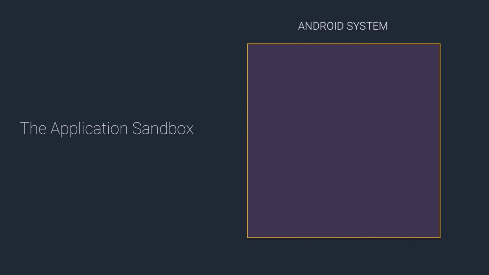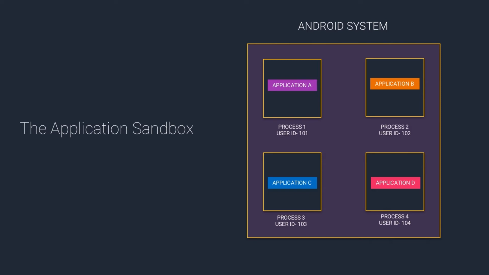Now let's try to understand another important concept of Android, the application sandbox. In Android system, there may be multiple applications running at the same time. Android system assigns a unique user ID to each of these Android applications and runs it in a separate process. That means two Android applications cannot have the same user ID. Also in Android, applications cannot interact with each other. For example, if application A tries to read application B's data, Android system won't allow that because both applications are in separate processes. This is known as the application sandbox.